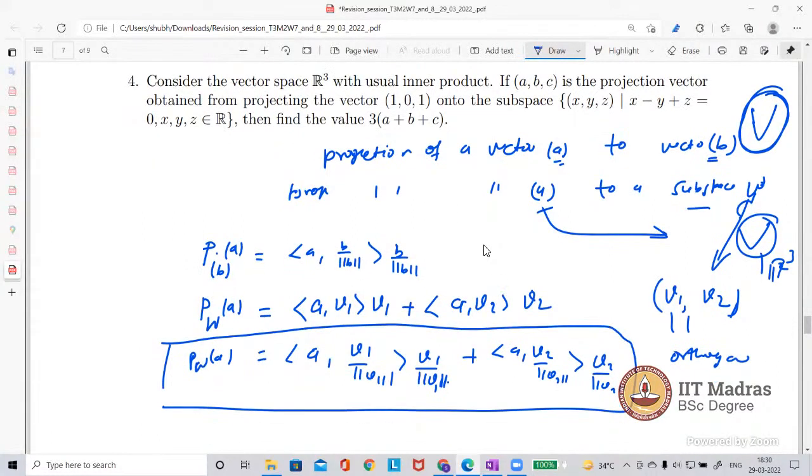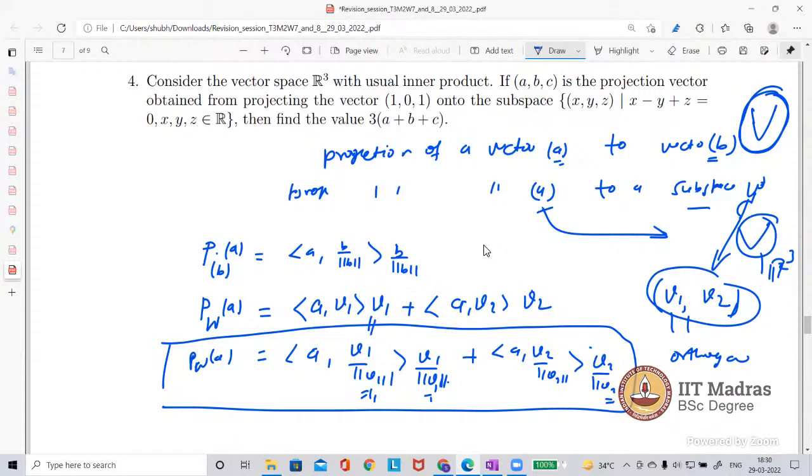Sir, V1 and V2 are an orthogonal basis of W. If the case is orthogonal, then you have to divide with the norm. If these two are orthonormal, it means the norm is 1, so no need to divide, or it will become 1 itself. So that is simply what you will get.